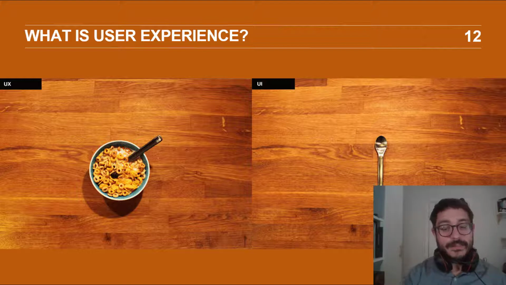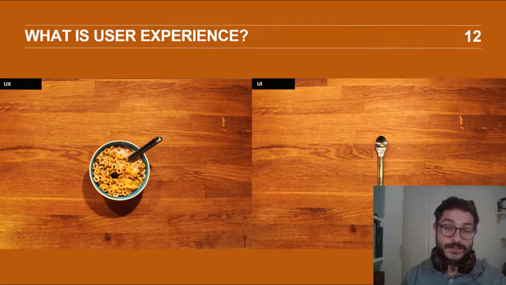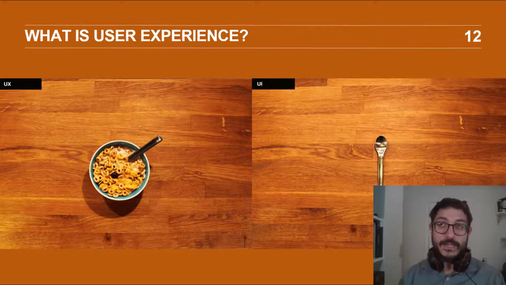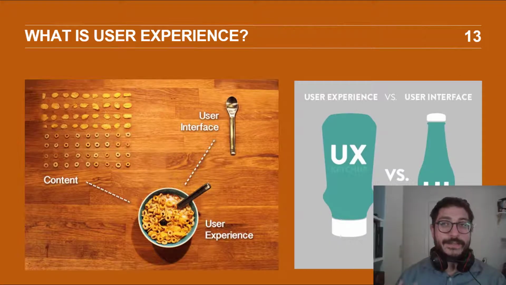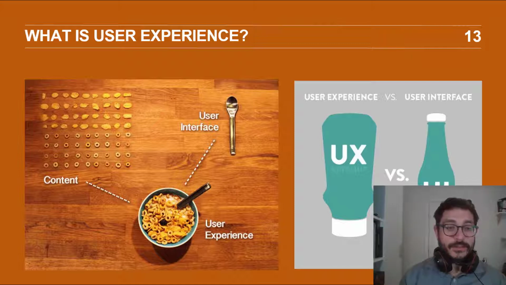On the left-hand side, you have what? Eating your breakfast. That is the user experience. On the right-hand side, you have the spoon. And that is your UI, because that is what you use to interact with the user. And this comes a little bit easier. So you have the user interface, which is the spoon. You have the content, which is the Cheerios or the cereals. The two put together is your user experience.